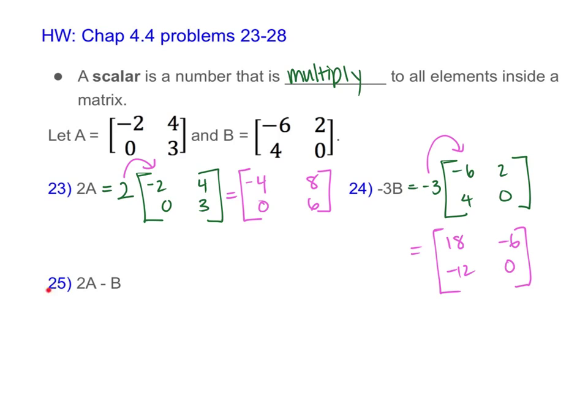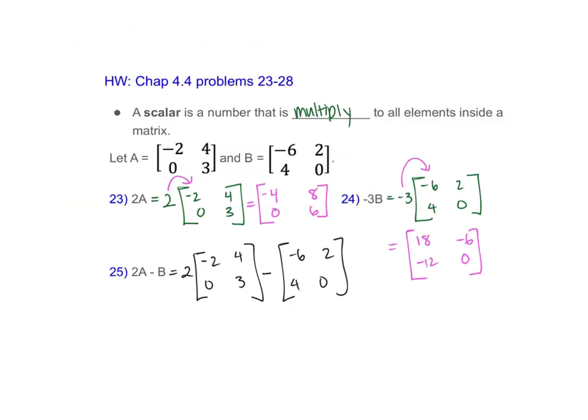25 is a little bit tricky. This one has a few things here, a combination of things. You have to multiply 2 with A, and then you have to subtract B. So kind of like what you're doing here is a set of order of operations. So first let's set this up so we can visualize what this is asking us to do. So this is 2 times our A. A is -2, 4, 0, 3. Minus our B, which is -6, 2, 4, 0.